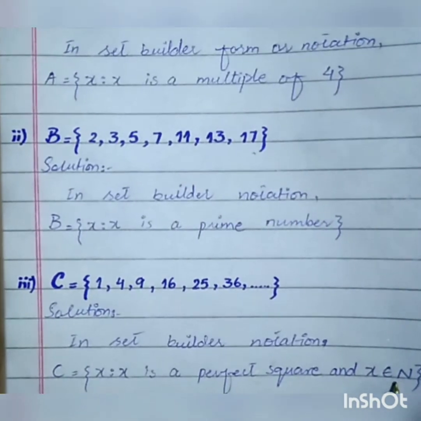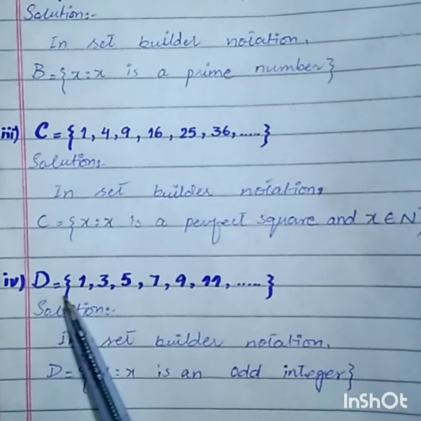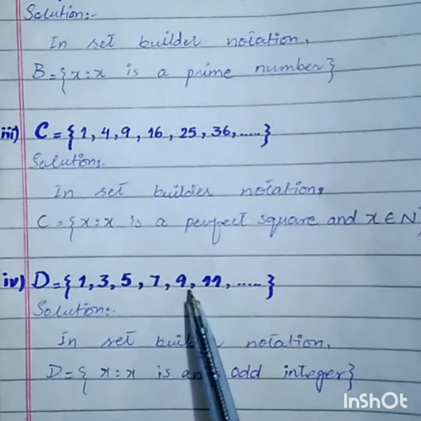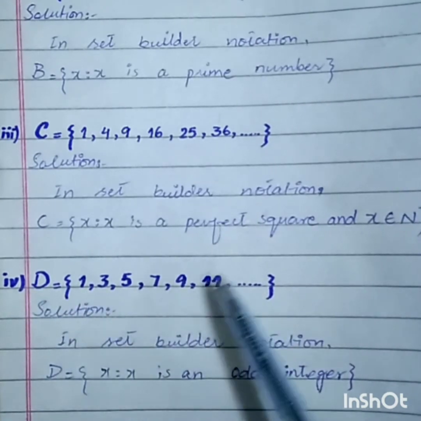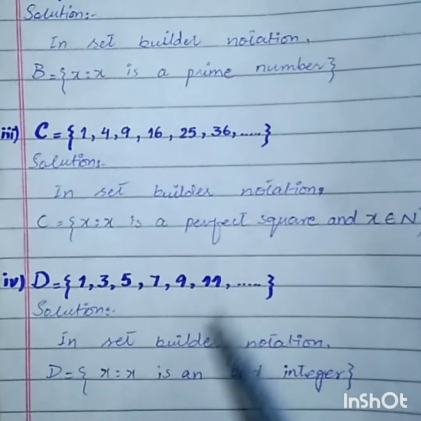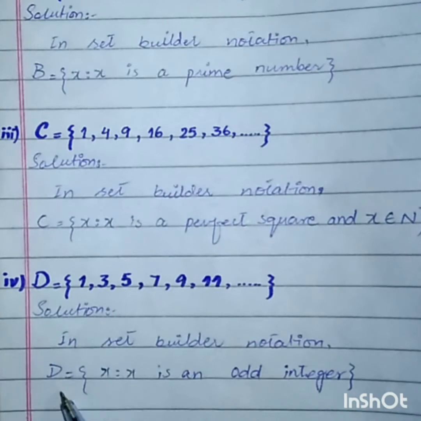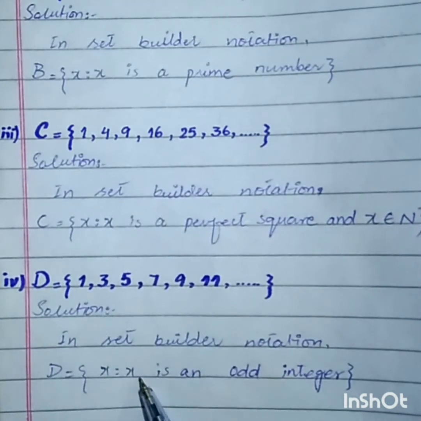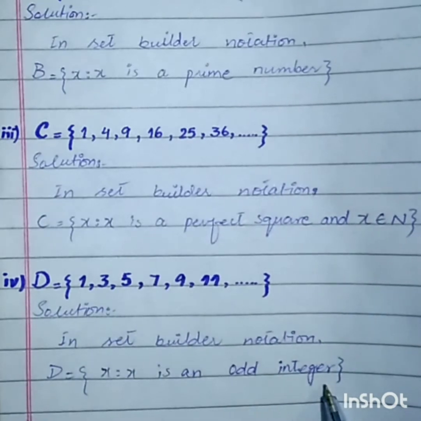Part number 4 is D is equal to the set 1, 3, 5, 7, 9, 11 and so on. These are the odd integers, so in set builder notation we can write it as D is equal to the set for all x such that x is an odd integer.